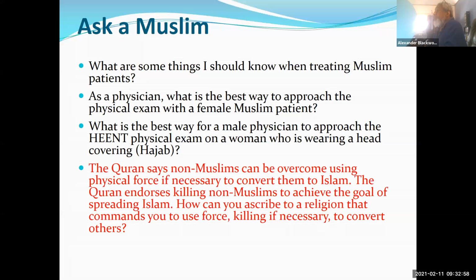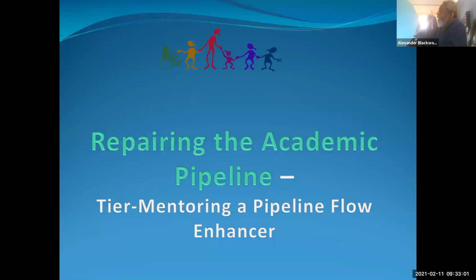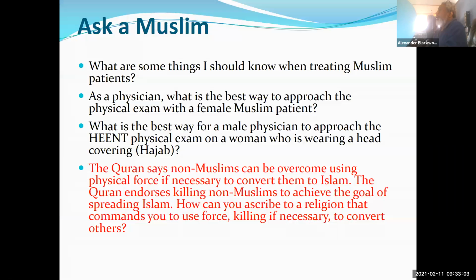Next. Go back. The Quran says non-Muslims can be overcome using physical force if necessary to convert them to Islam. The Quran endorses killing non-Muslims to achieve the goal of spreading Islam. How can you ascribe to a religion that commands you to use force, killing if necessary, to convert others?